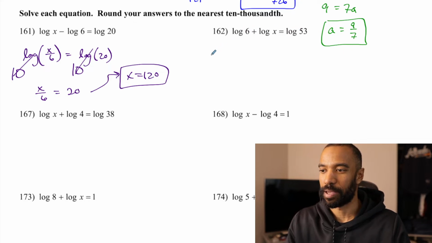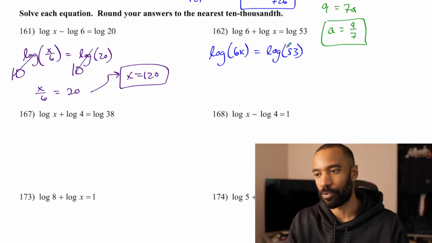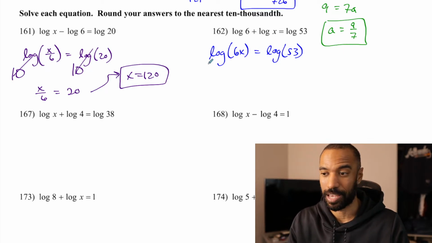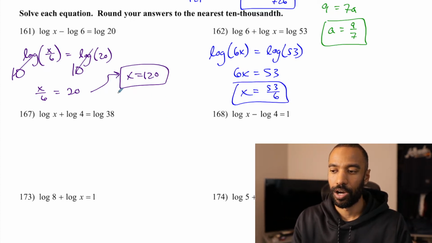Okay, so right here, this becomes a product. This is log of 6x equals log of 53. We did so much condensing before that I believe you can understand what's happening there. So we can set 6x equal to 53. Divide both sides by 6. We get x equals 53 over 6.